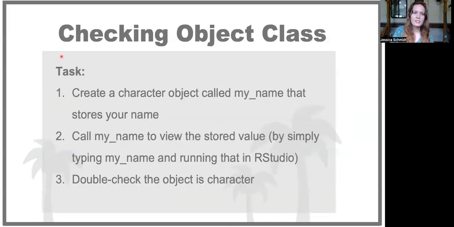Okay, so let's try it out. Here's a task for you. I want you to create a character object. So remember, that means quotation marks, called my_name that stores your name. And then call my_name to view the stored value. And to do that, all you have to do is simply type my_name and then run that as a line of code. And then I want you to double check the object as a character using the class function. So think about that for a moment and give it a go. And then we're actually going to go over the solution for this one together.